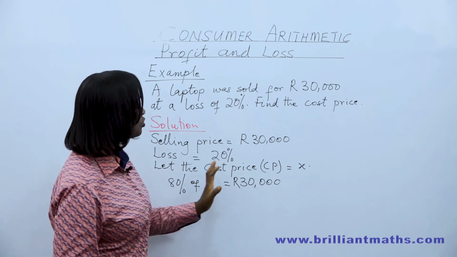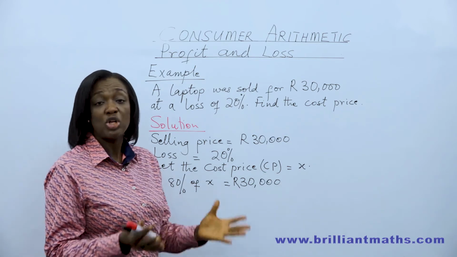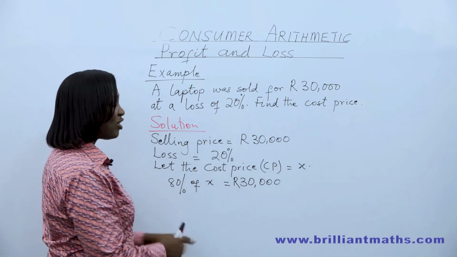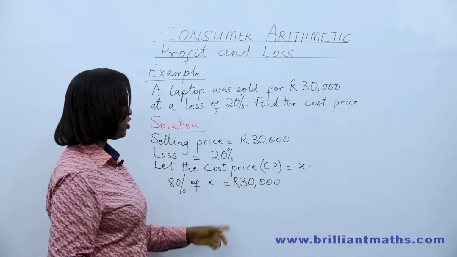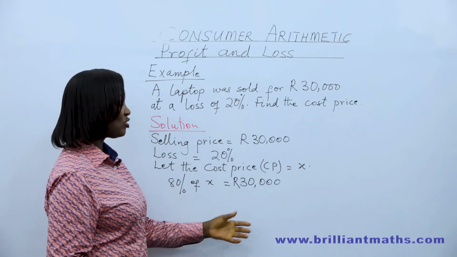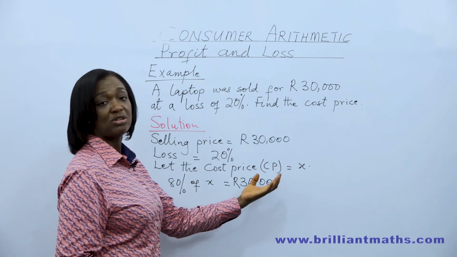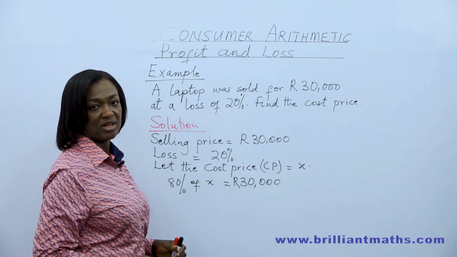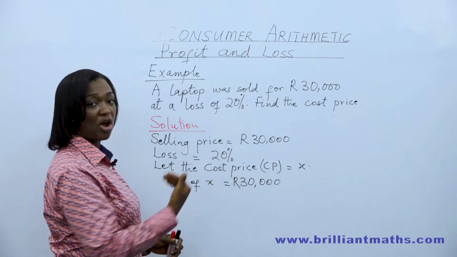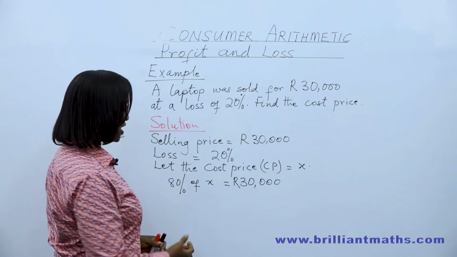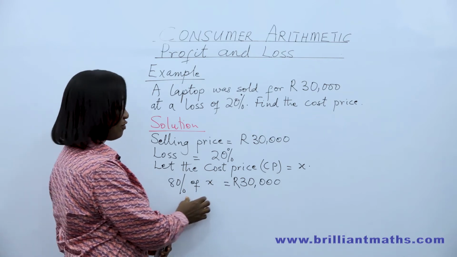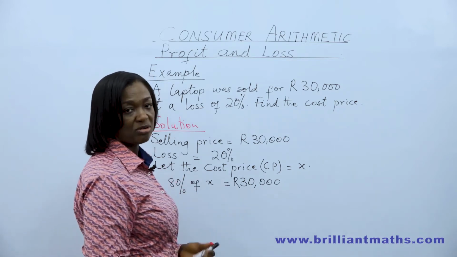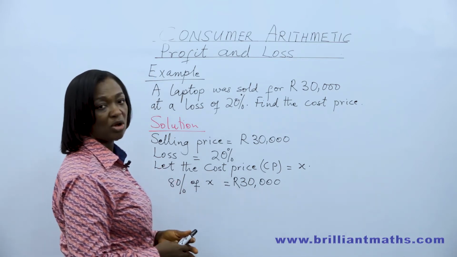How much was it bought? So let the cost price be equal to X, because we don't know what the cost price is. So 80% of X, or 80% of the cost price, is actually 30,000 Rand. Why 80%? Because the loss was 20%. So we subtract 20 from 100. So that means that 80% of the cost price is equal to 30,000 Rand. So let's find the cost price.